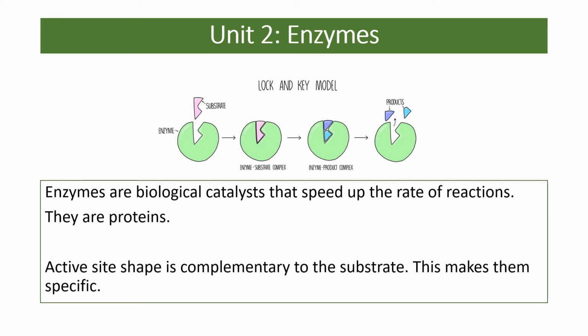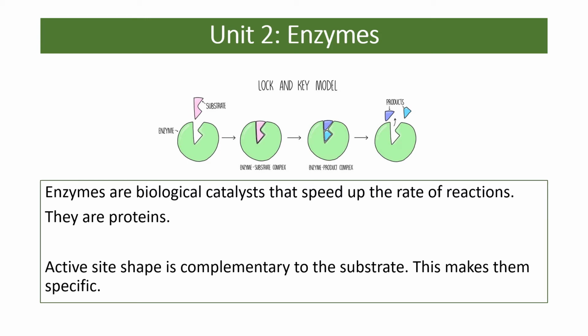Now, in order to digest food, we need to use something called enzymes, which are biological catalysts that speed up the rate of reaction. So enzymes are not just for digestion, they're used for lots of reactions, and digestion is one of those types of reactions. They are always made of proteins, and they have this basic structure here, which is a typical drawing you might see.